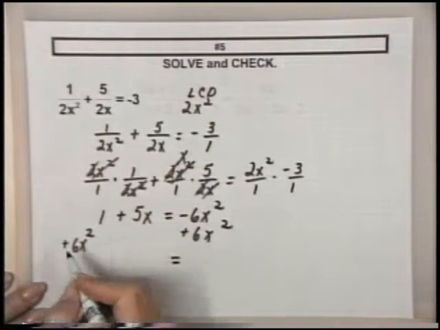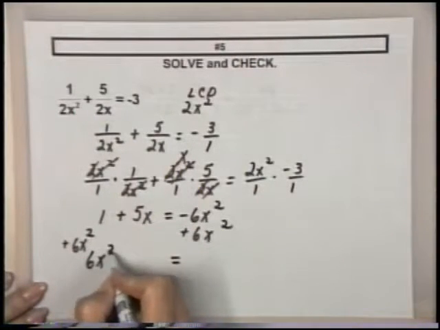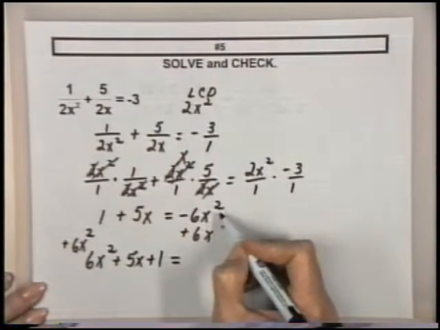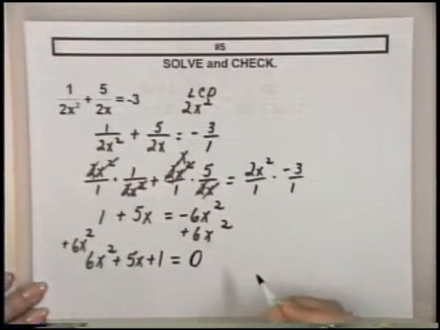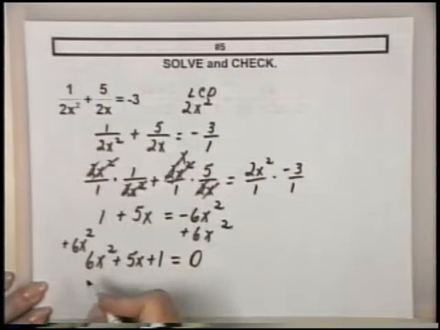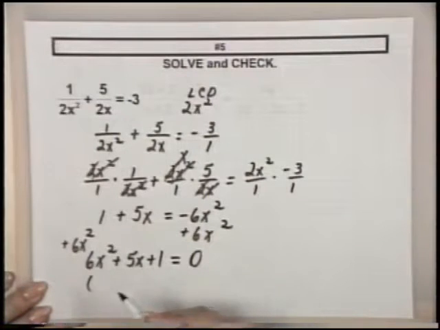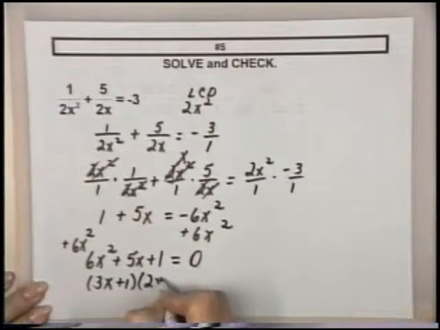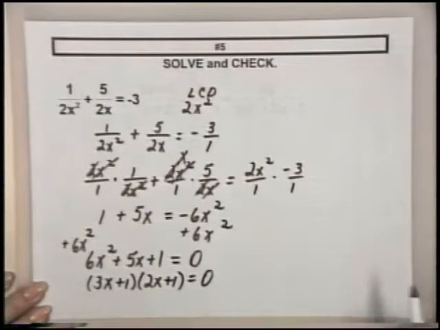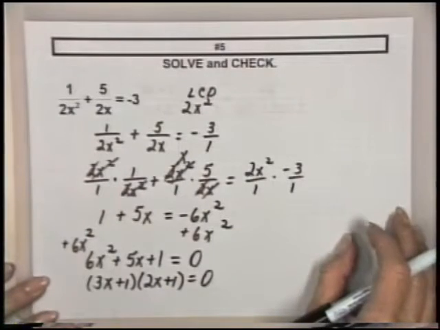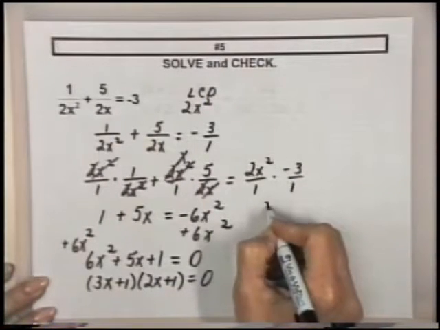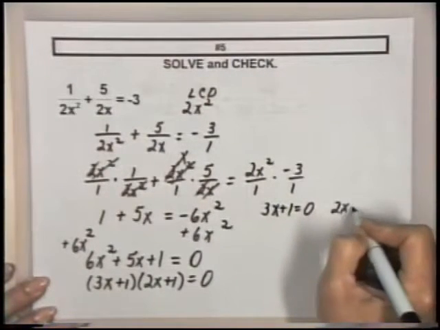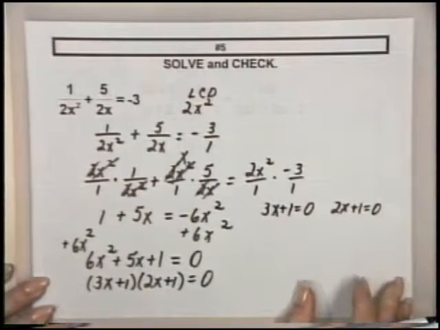On the left, writing the left side of the equation in standard form, I will write 6x squared, then my 5x, then my 1. On the right, minus 6x squared plus 6x squared is 0. When I factor 6x squared plus 5x plus 1, it will factor as 3x plus 1 times 2x plus 1 equals 0.